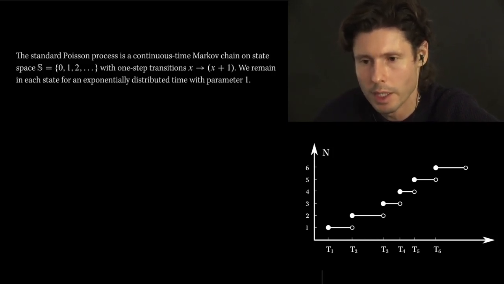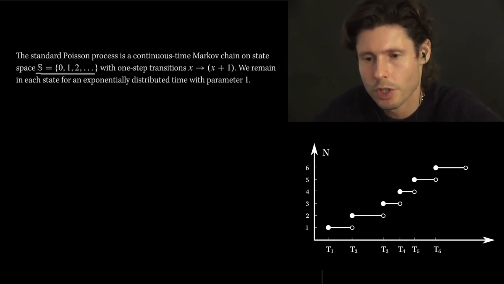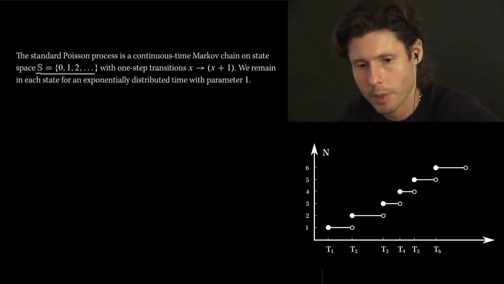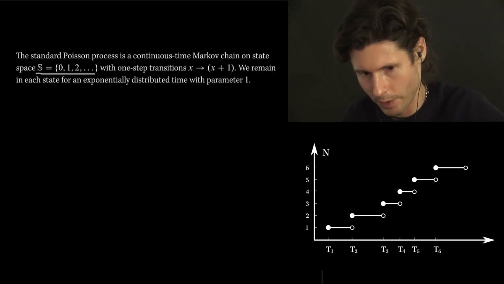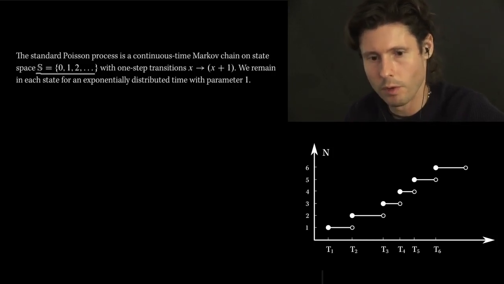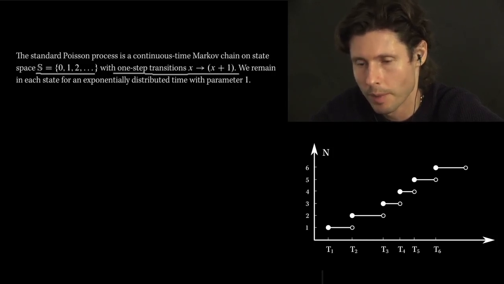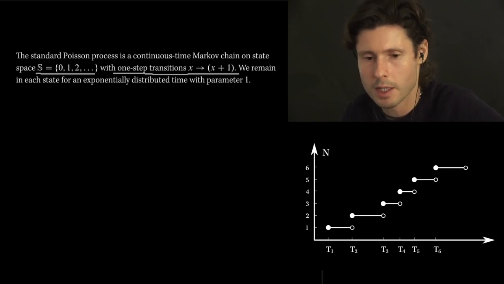So if we think of the Poisson process as a Markov chain, the state space will just be the natural numbers. You see on the y-axis on that picture, the values are 0, 1, 2, 3, 4, 5, and so on. Those are the values that the Poisson process will assume. And the additional terminology for Markov chains is the one-step transitions, or just transitions in general, what transitions are possible in one step. Those are all going to be of the form x to x plus 1.